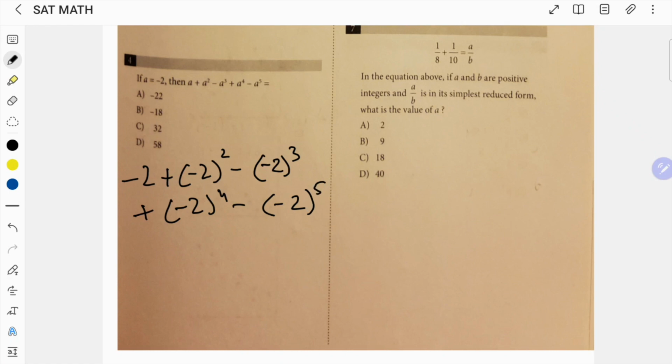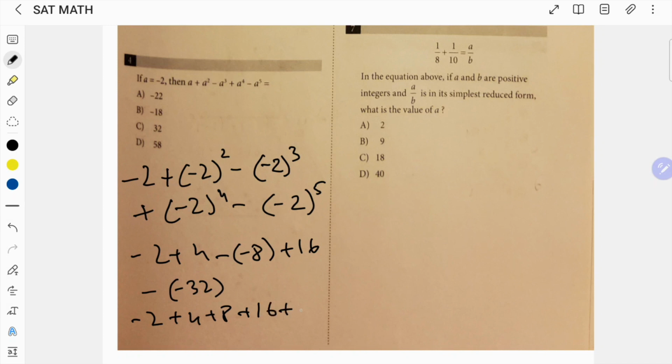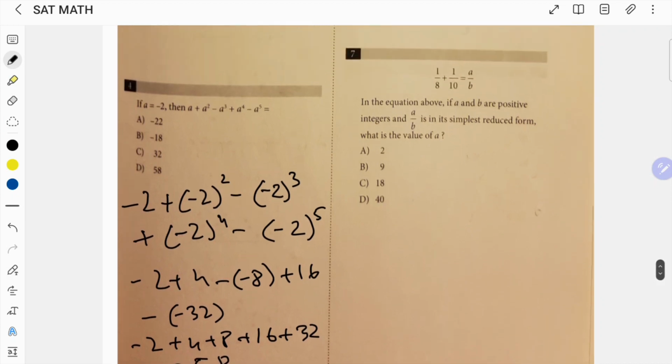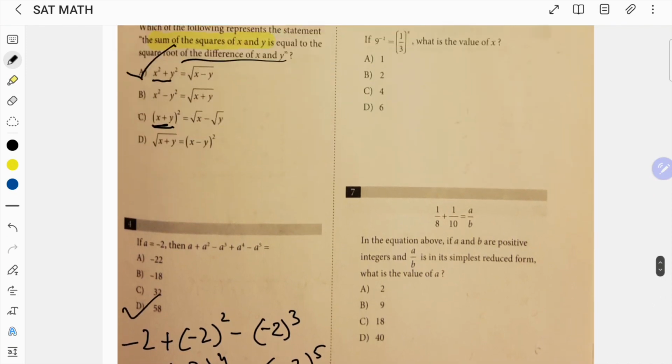Alright, to do this question we get minus 2 plus 4. Then we get minus of minus 8 plus 16 and minus of minus 32, which gives us minus 2 plus 4 plus 8 plus 16 plus 32, which gives us 58, if I'm not mistaken. Yeah, 58. So the correct option will be option D, 58.